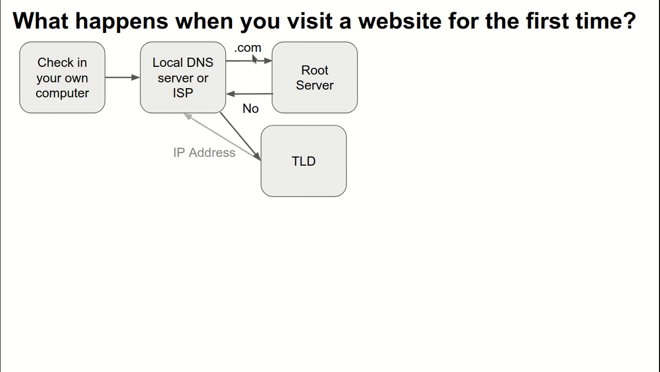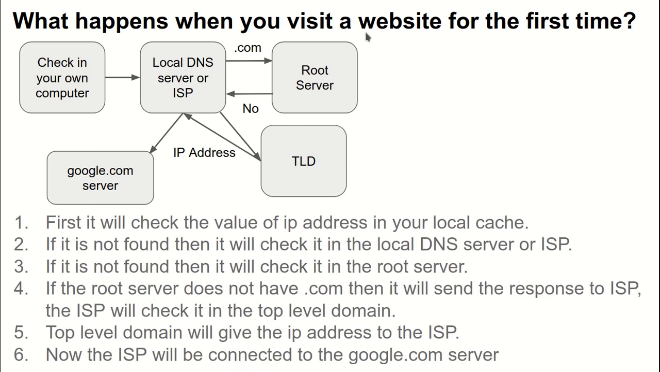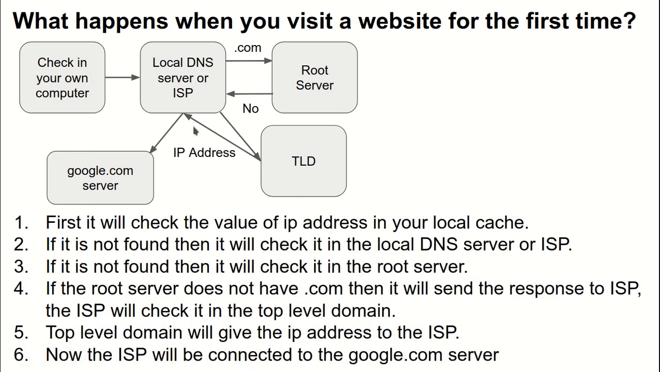So the TLD will give the IP address of this .com website, and the local DNS server will use this IP address to reach the google.com server. It may be an Amazon server, it may be a Netflix server. So with the help of this IP address, google.com will be identified. So this is the process when you visit a website for the first time. Here are the steps that I have shown you. You can read it yourself.